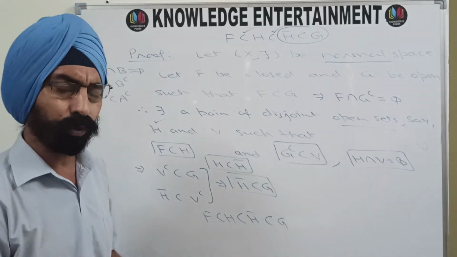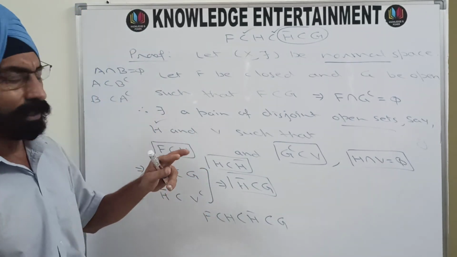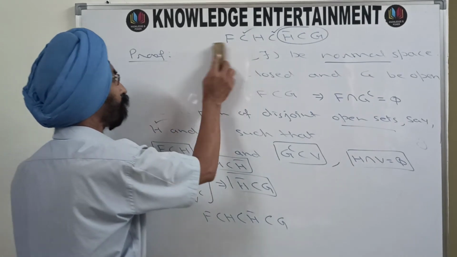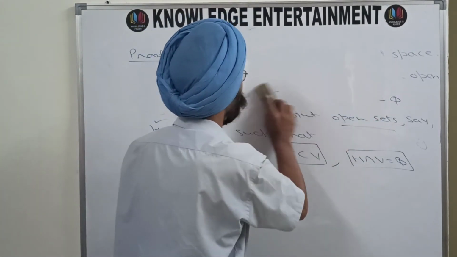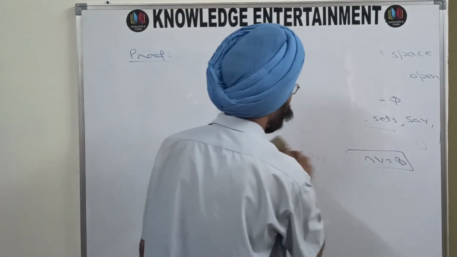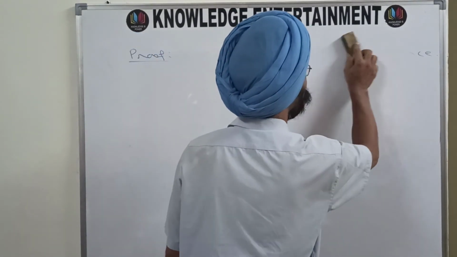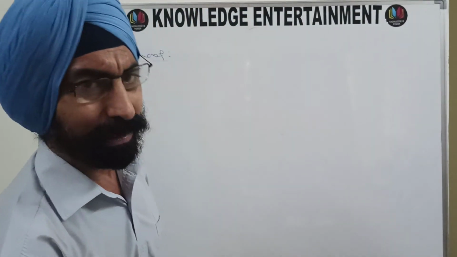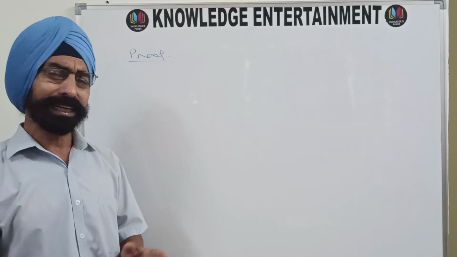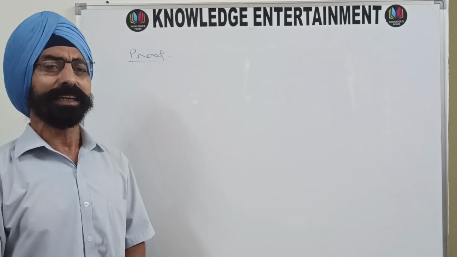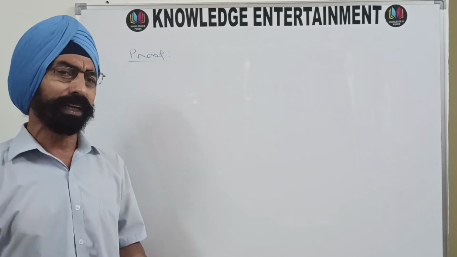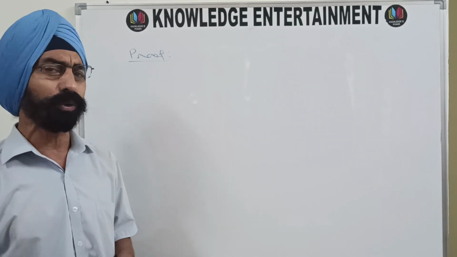Now we will prove it conversely, because the theorem contains the part if and only if. So the converse part also needs to be proved. For the converse part, we will suppose that the given hypothesis is satisfied. That means for every closed set F and for every open set G containing F, there always exists an open set H satisfying F is a subset of H is a subset of H bar is a subset of G. That is given to us.